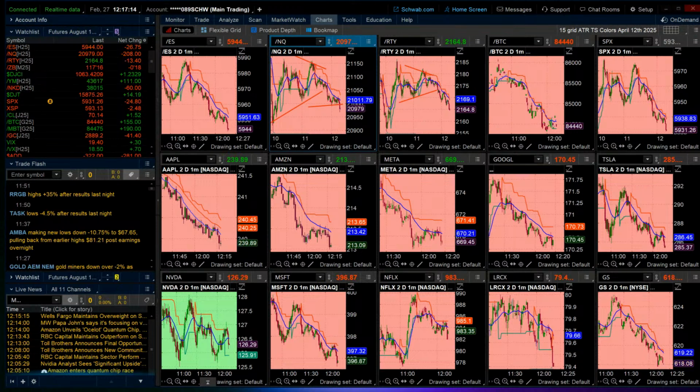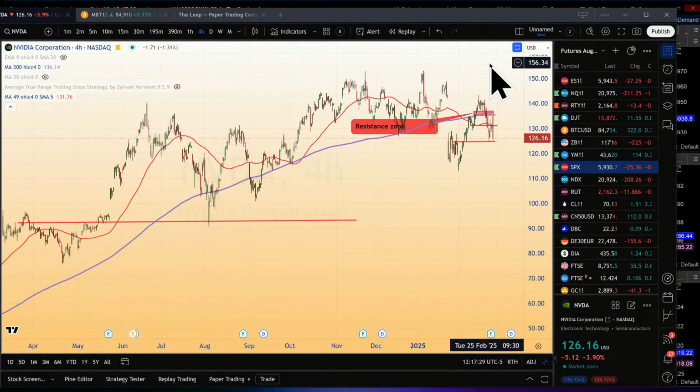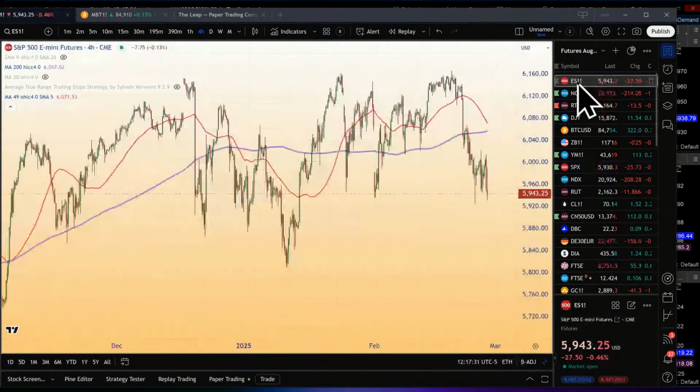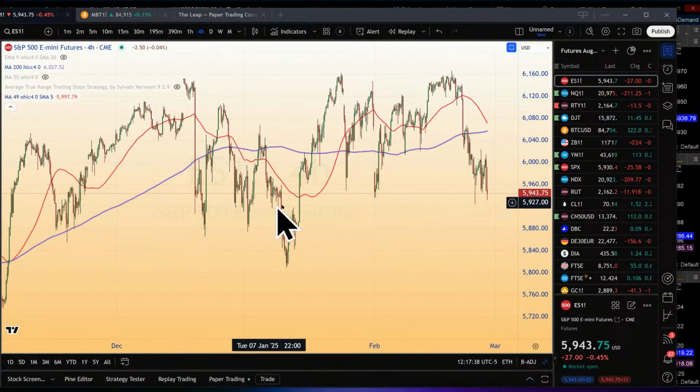And now we'll see by the end of the day. But here you go. Had to go post it for you. So right now, where's the support in the ES? Make it easier than everybody else. There's your first support right there on a 4-hour. It's at it. The next support is prior bottoms.